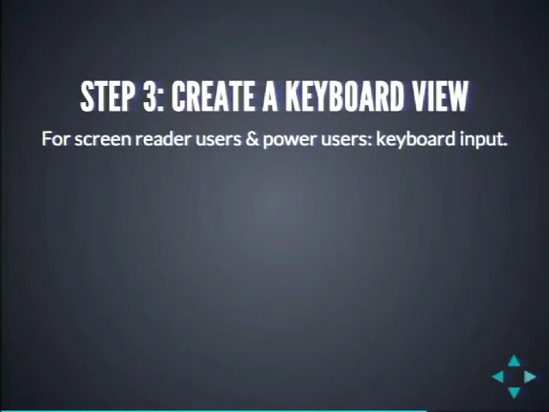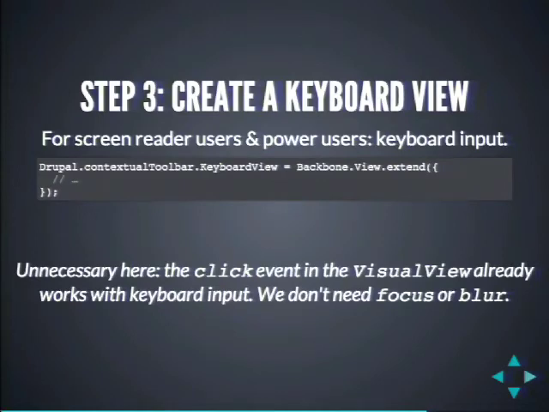Next, we create a keyboard view because we also want screen reader users to be able to use keyboard navigation. But in this case, it's not really necessary because the click event already handles keyboard presses. So if you press the Enter key, that will actually also toggle the click event. So in our case, we're lucky we don't need that. And we also don't need focus or blur support. We just need to know if the button was toggled, yes or no. So nothing special needs to happen.